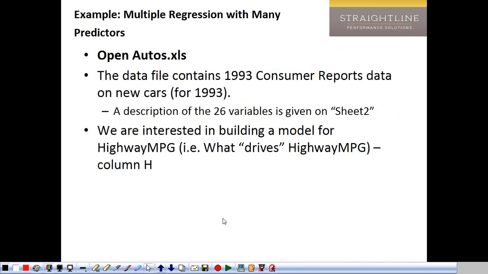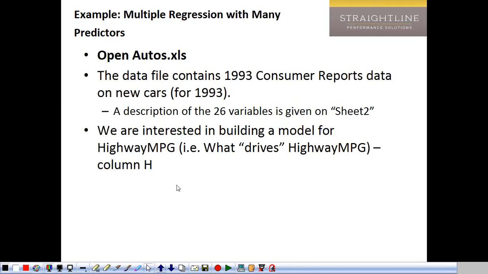All right, so to do this, we're going to look at the Consumer Reports data from 1993. Sadly, we're going to look at highway miles per gallon and see what drives highway miles per gallon, which is in column H of the data. Why I said sadly is because as we look at this, we'll find that we haven't really improved a lot on that in the cars that are out today. It's basically still about the same. Sad. All right, so we're going to use this to build a predictive model for the autos.